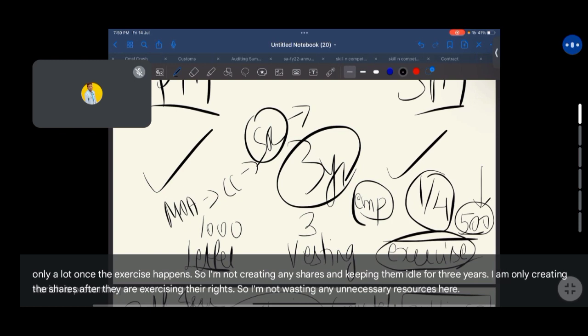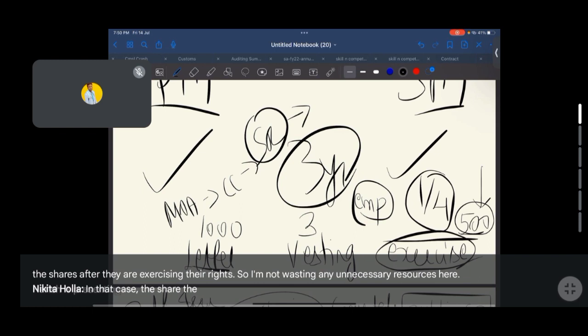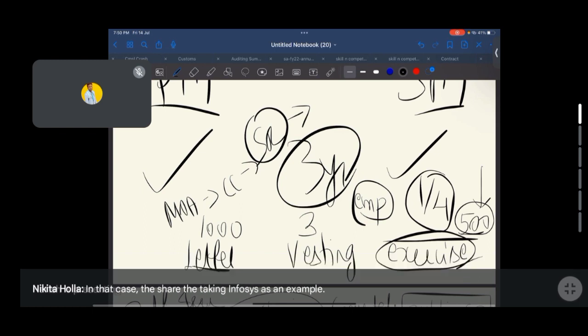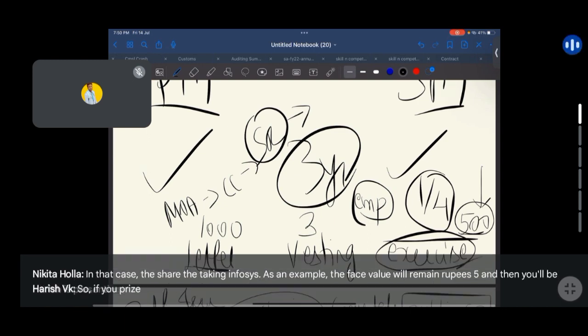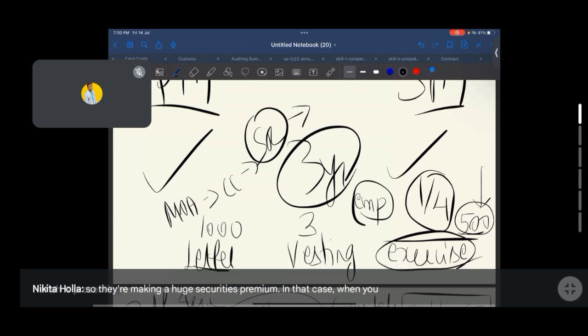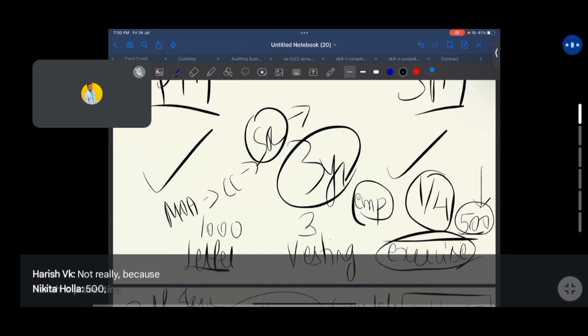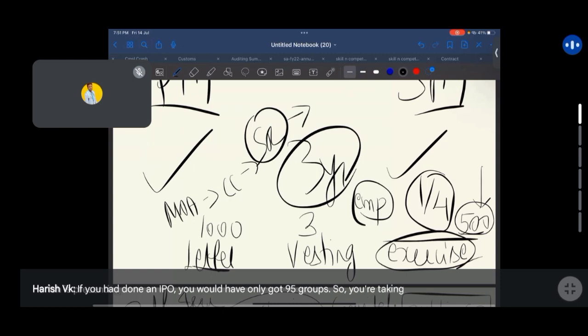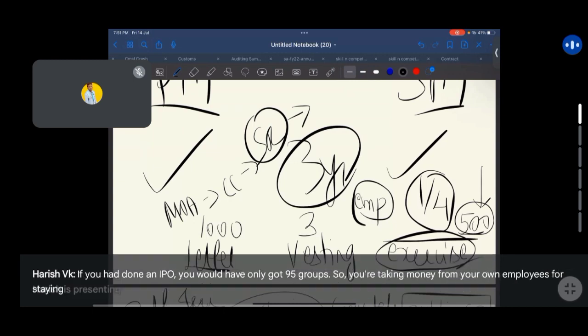So in that case, taking Infosys as an example, the face value will remain ₹5, and the issue price will remain 1425. So they're making a huge securities premium in that case, when you exercise the 500. Not really, because if you had done an IPO, you would have only got 95 rupees. So you're taking money from your own employees for staying loyal to you. That's pretty much what this is.